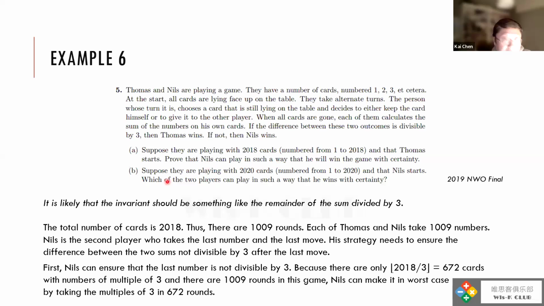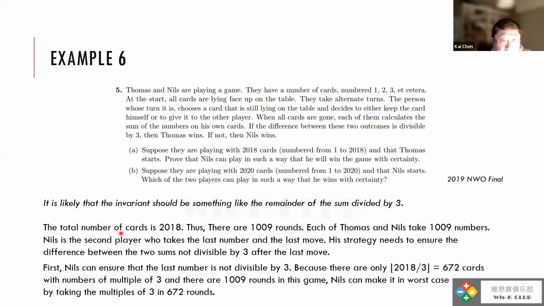The second question asks what happens if they play with 2 cards more, like 2020 cards, and Niels starts, with Thomas as second mover. I will say Niels still has the winning strategy. The criterion of the game depends on the divisibility by 3, so it has to do with the remainder of the sum divided by 3.